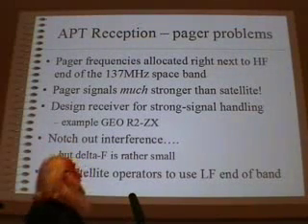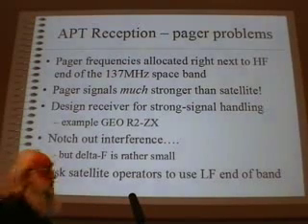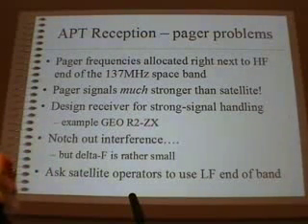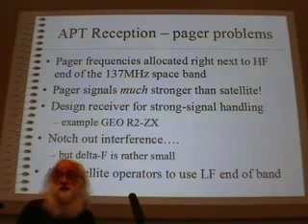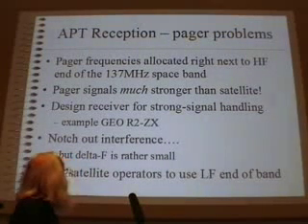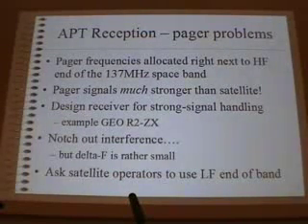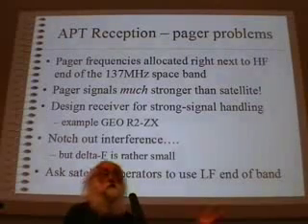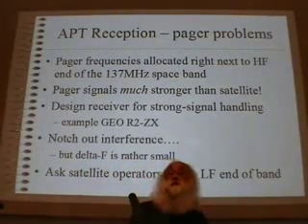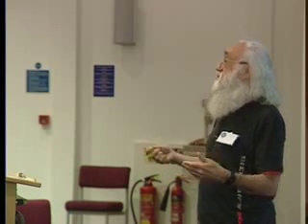Obviously, you can do things like designing receivers for strong signal handling. For example, the one that Geo sell, the R2ZX, is particularly designed for that purpose. You can build a little notch filter for getting rid of some of the interference, or at least reducing the amount of interference. And you can even ask people like NOAA to say, well, you've got a couple of frequencies, could you use the one furthest away from the pagers, please? And I'm delighted to say that actually Geo has sufficiently good relationship with people like EUMETSAT and NASA, and NOAA rather, that they have actually moved the frequency of one of the satellites to the low end, to an unused frequency.